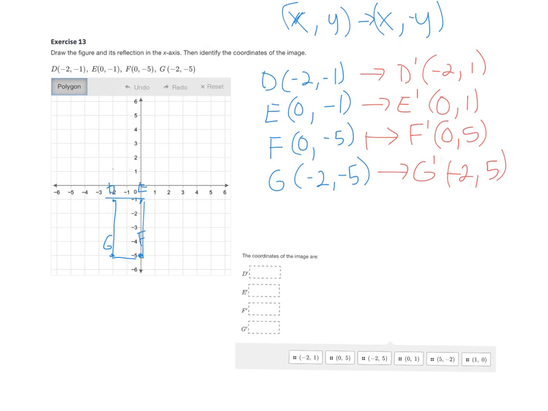Alright, let's plot those. -2, +1. That's D prime. 0, 1. That's E prime. 0, 5 is F prime. And -2, +5 is our G prime. So there is our rectangle after it's reflected over the x-axis.